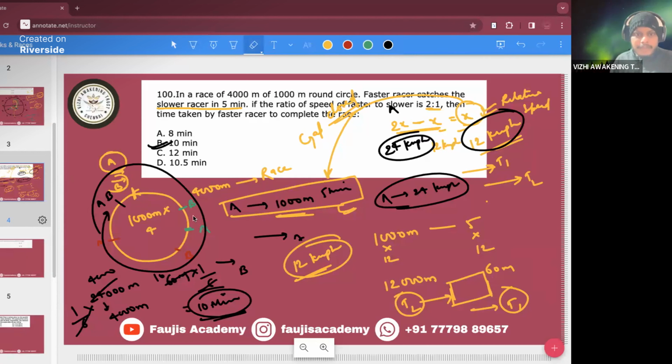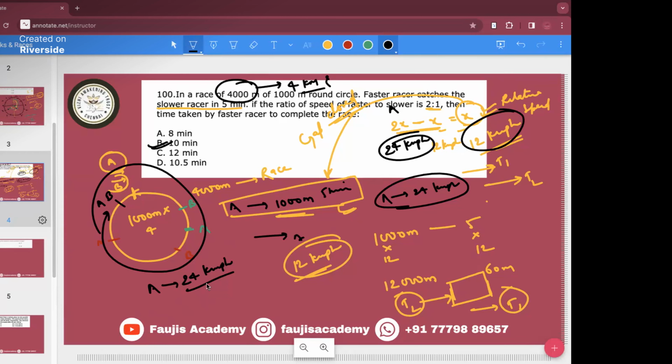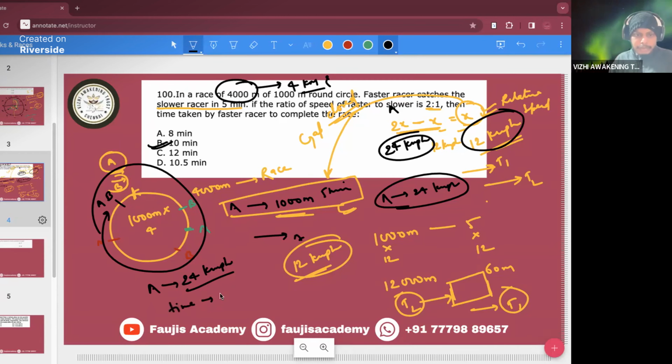So basically we found out that this chap A, who runs fast, runs with a speed of 24 kmph. 24 kilometers in 1 hour. So how much time will he take to complete a 4,000 meter race? 4,000 meters means what? 4 kilometers? Yes, sir. So how much time will he take to run 4 kilometers?